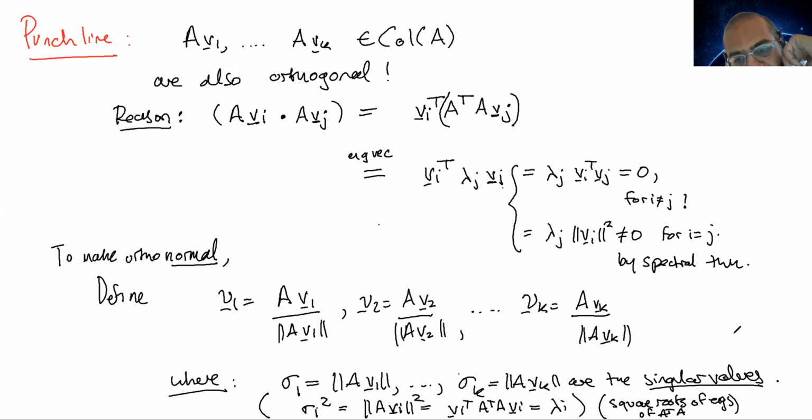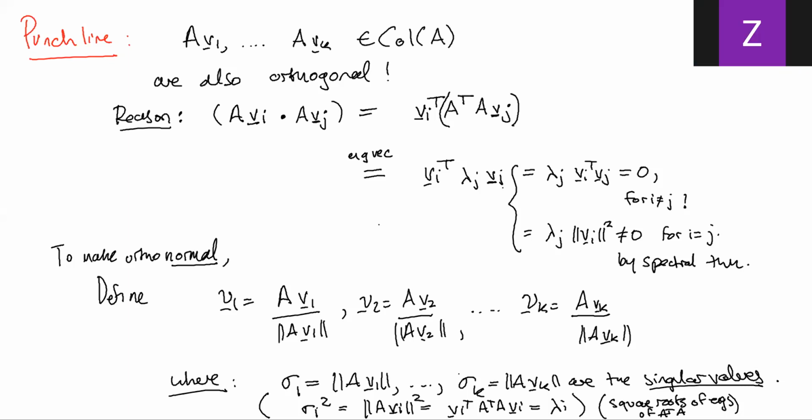Okay, so let me now summarize what we achieved. Are these non-zero? Yes, these are all non-zero, because remember, k was chosen so that these are not zero.